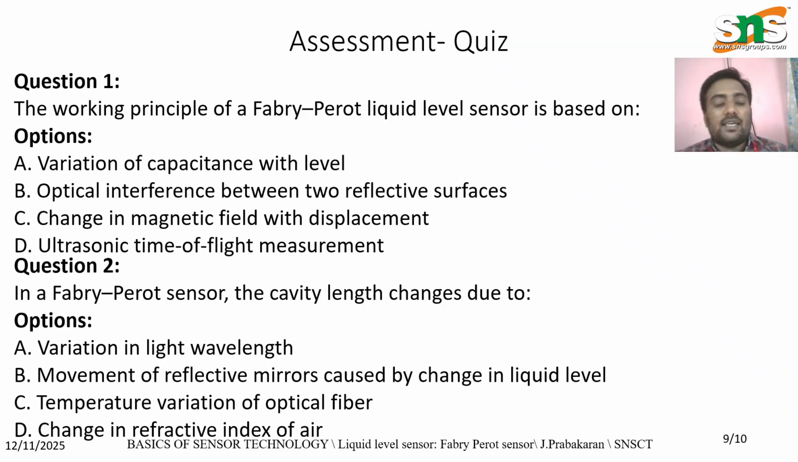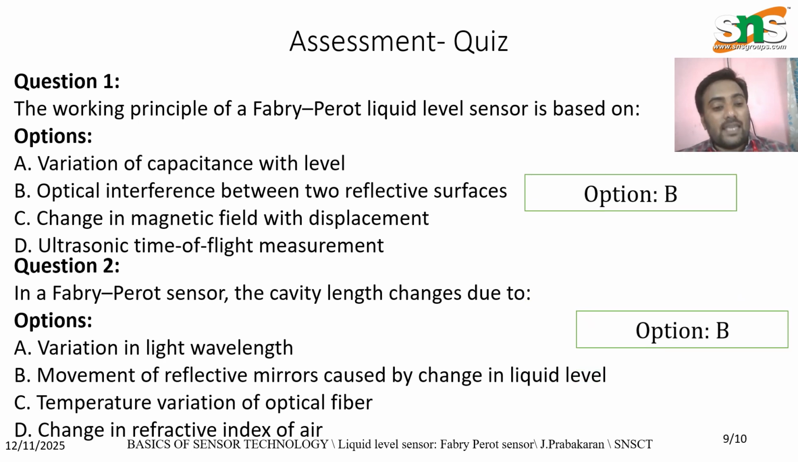Let me discuss the assessment quiz. The first question: the working principle of the Fabry-Perot liquid level sensor is based on the optical interference between two reflective surfaces. The correct option is B. And then the second question: in a Fabry-Perot sensor, the cavity length changes due to the movement of reflective mirrors caused by the change in liquid level. The option is B.